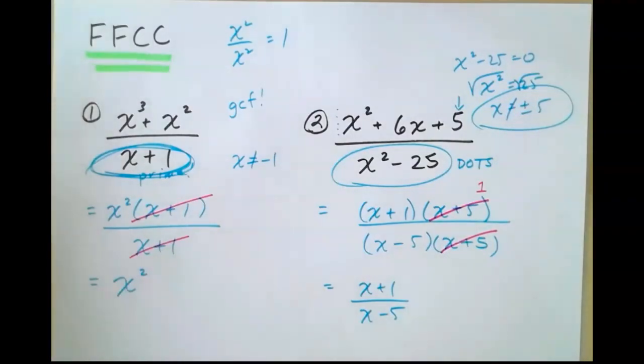That is an explanation of FFCC. Factor first before going cancel crazy.